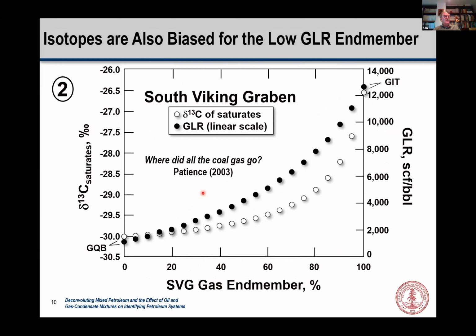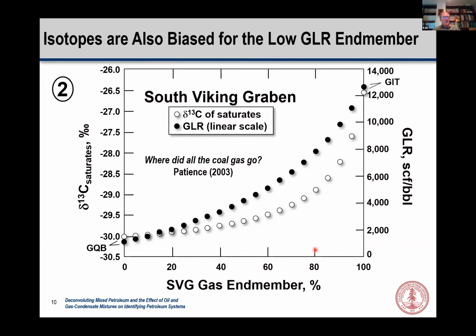So we also see this with the isotopes. This is the same family, and we've calculated the GLR, the gas-liquid ratio. Where did all the coal gas go? Well, here is the isotope composition of the Dropney oil, right here. And you can see that that isotope composition is a little more negative than -30. And it doesn't really change very much as you add more and more Sleipner-Huygens gas condensate.